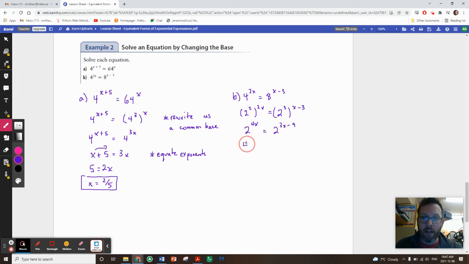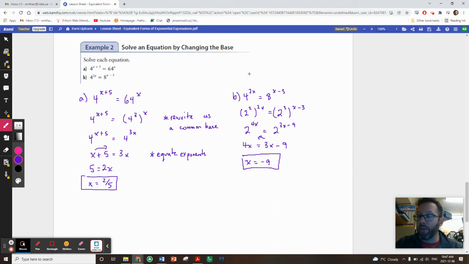And now we can equate the exponents. 4x equals 3x minus 9. Bring the 3x over. 4x minus 3x is x. And we get that x is equal to, in this case, negative 9. Put a box around that.